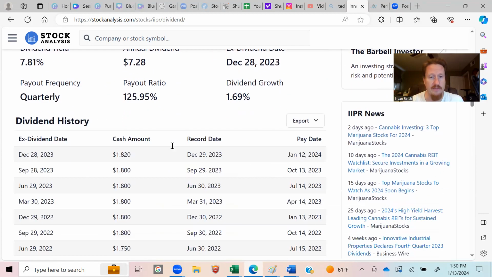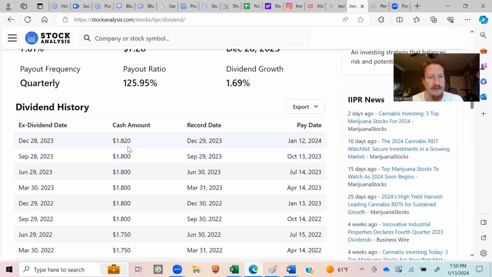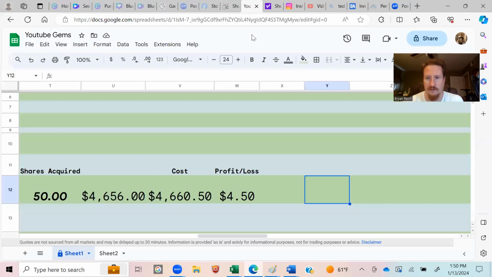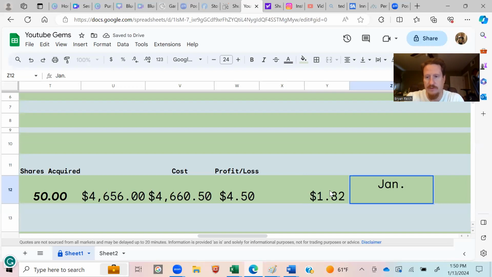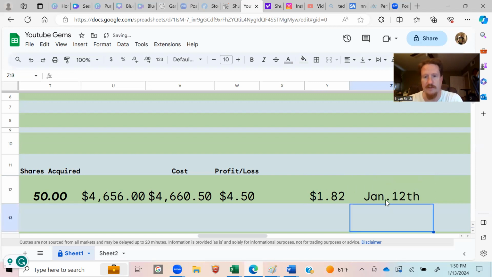So basically IIPR, $1.82, and they paid January 12th. So January 12th, they're going to give $1.82 a share. So we can put that information down. So we can go $1.82, and then we can put January 12th. So we already got paid on this, well, if we bought it before that date.